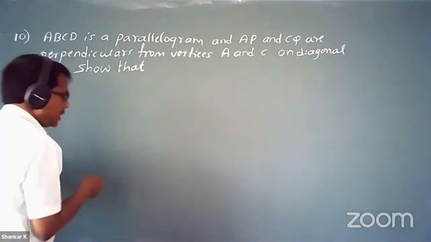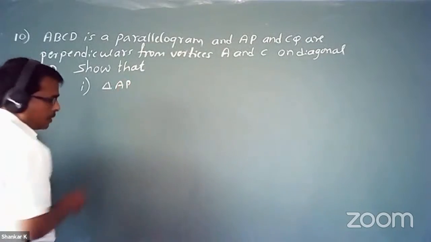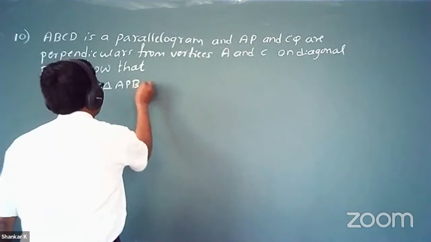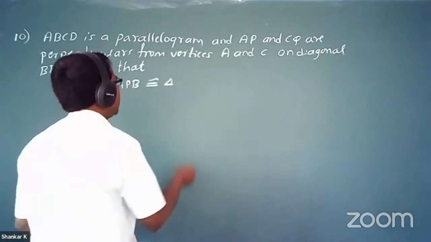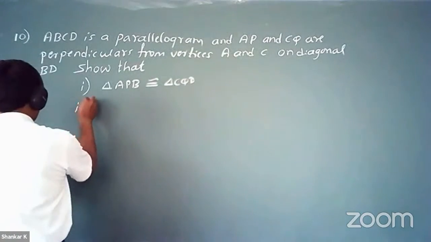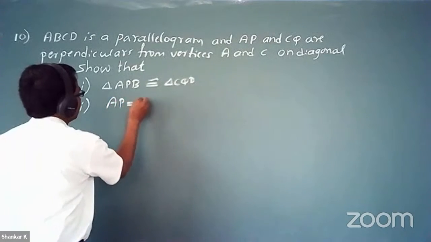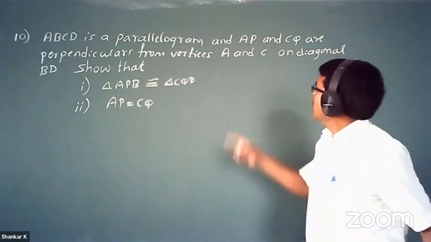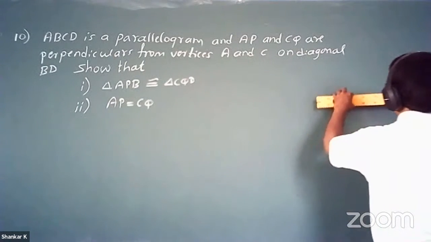First one, triangle APB is congruent to triangle CQD. Second one, that is AP equal to CQ. You should show this. They have given you a parallelogram. ABCD is a parallelogram. So first we shall draw one parallelogram.